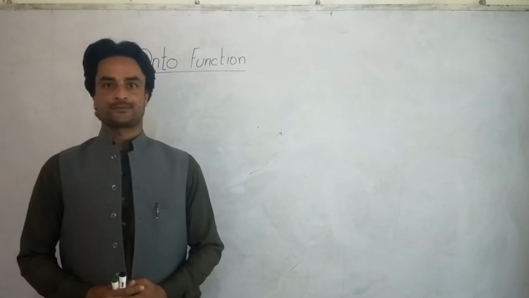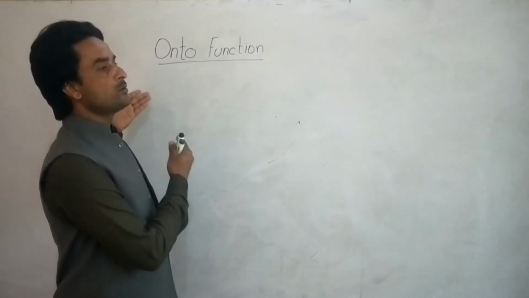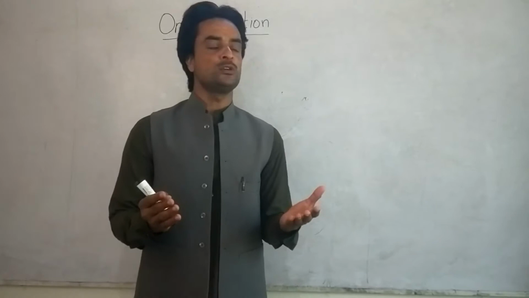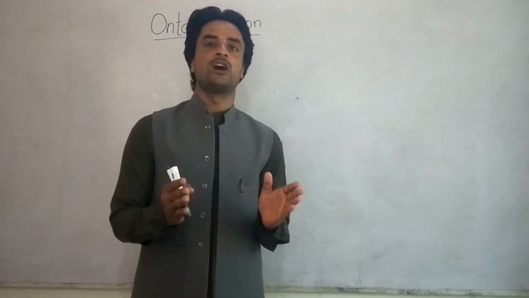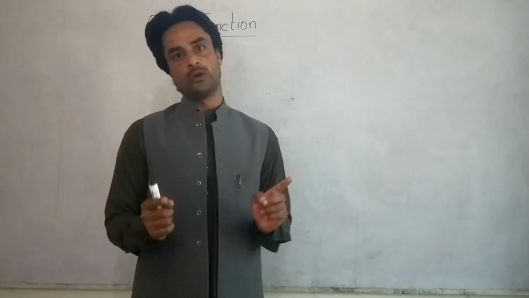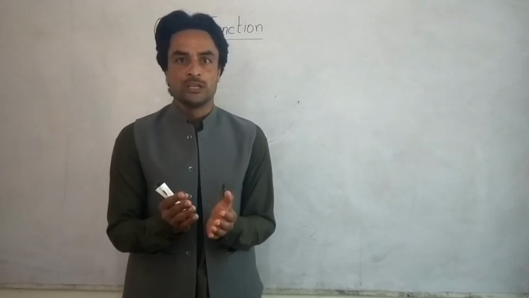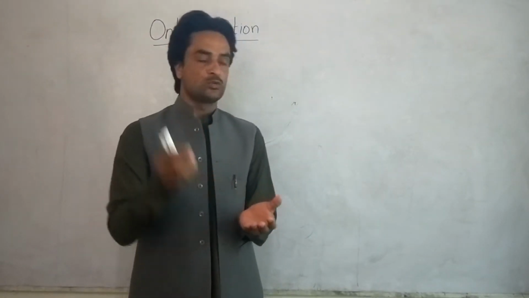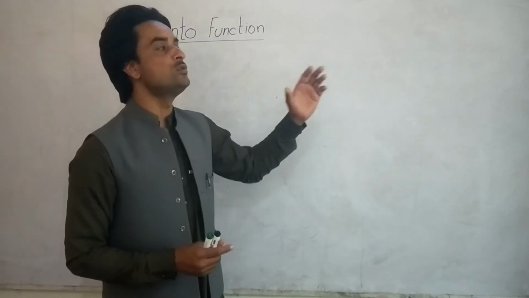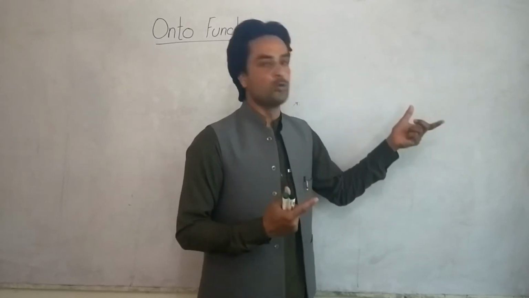Onto function. Let's discuss something about onto function, but before going to discuss onto, let's know something about a function. We know that a function is just a rule of correspondence of elements from one set to another set. Function works just like a machine. If we give something to the machine as an input value, the machine will give some value as a result, which we call an output value.